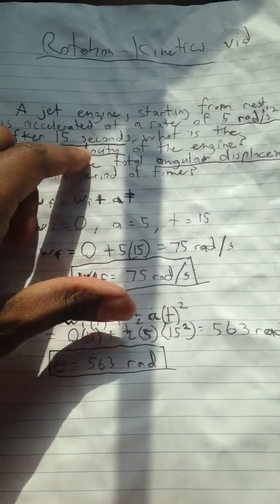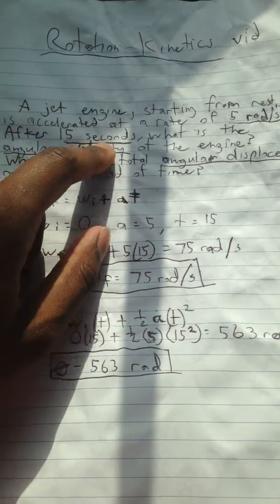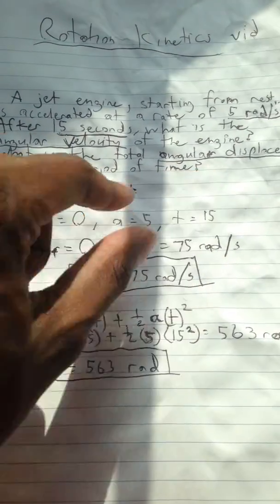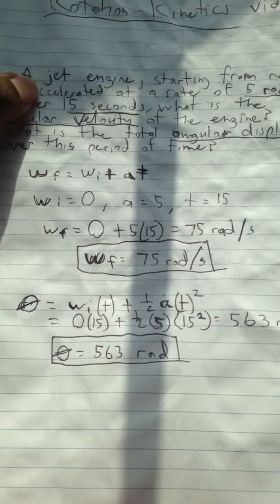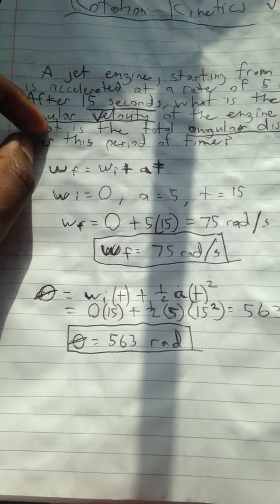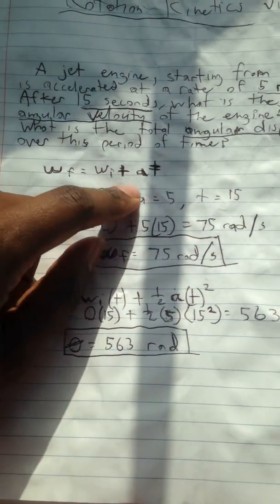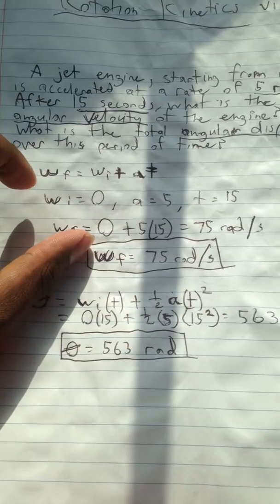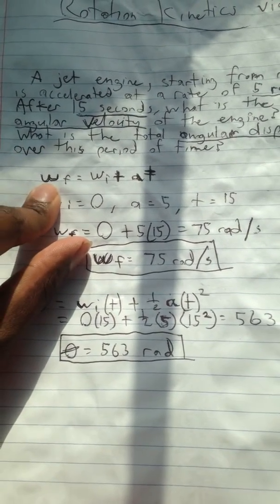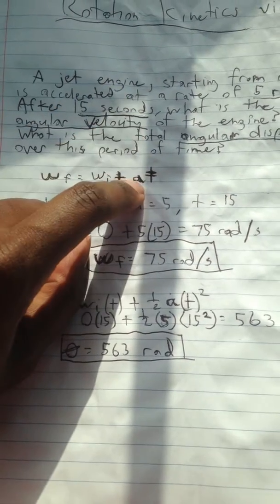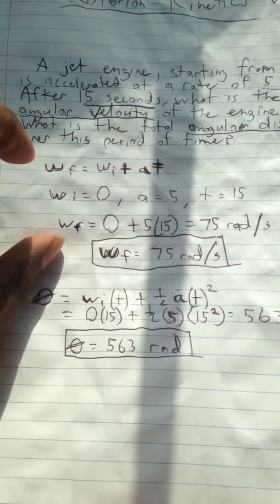Well, for starters, with the problem, I underlined everything that would be needed and what I was checking for just to keep everything in order. And angular velocity is what is needed. So, to find angular velocity, I use this formula, which is omega final equals omega initial plus angular acceleration times time.